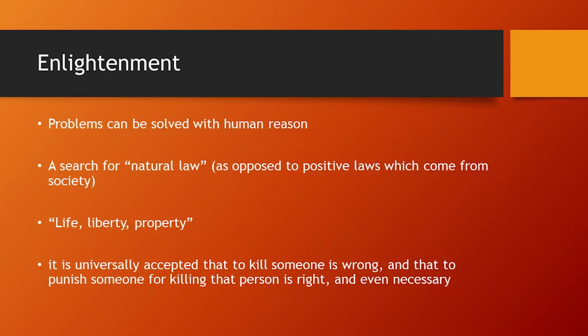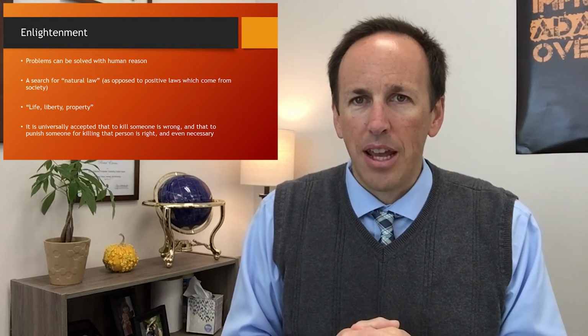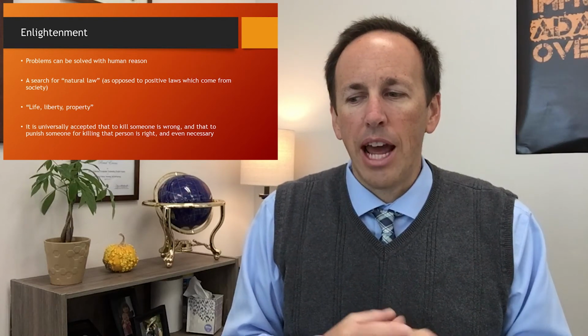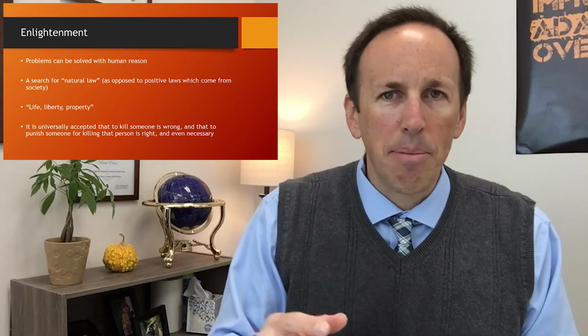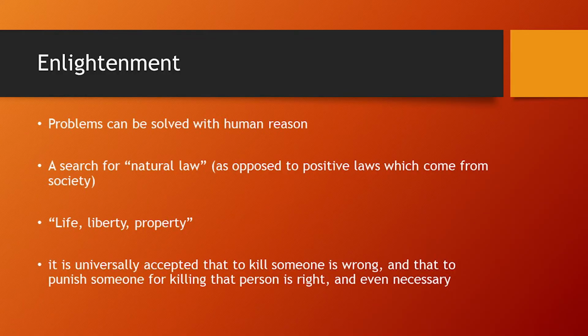Okay, welcome back. So here's the Enlightenment. Problems can be solved, according to the Enlightenment, with human reason, not necessarily a religious take on things. A search for natural laws. There's 3 words: life, liberty, property. Okay, John Locke is going to say life, liberty, property. Yes, you should write that down. Locke equals life, liberty, property.